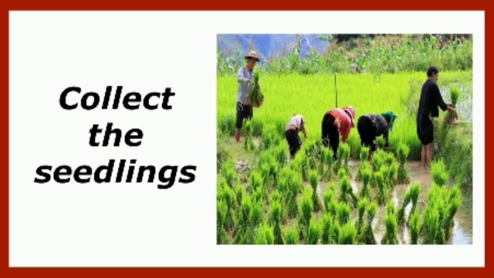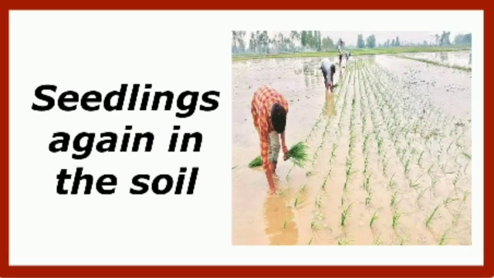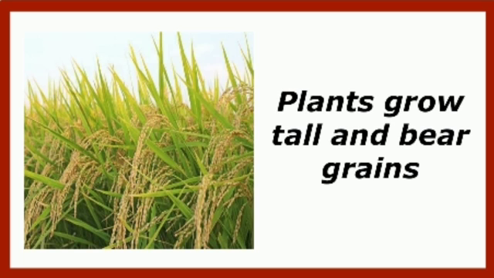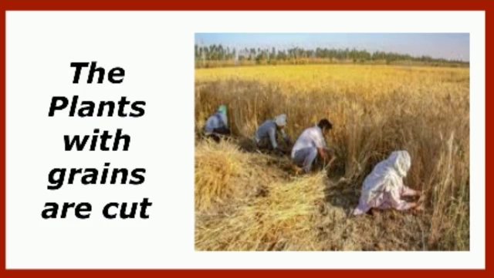Then the farmer collects the seedlings from the farm. Again, the farmer puts the seedlings in the soil. Then he waters the plants and adds fertilizer. The plants grow tall and bear grains. The farmer cuts the plants with grains.